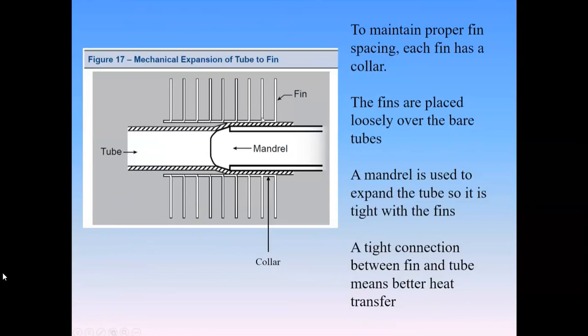Otherwise, we may have a continuous wrapping of a strip around that tube that then gets either welded or bonded to the tube surface. But either way, what we want to make sure is that we have a very good, tight connection between the fin and the tube so that we maximize our heat transfer rate between those things.